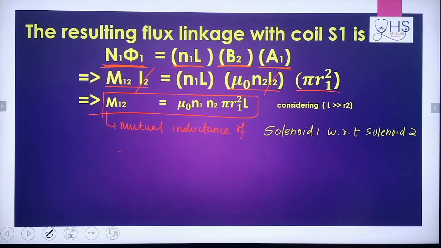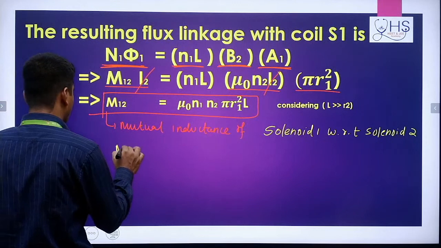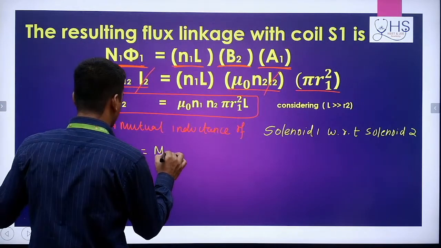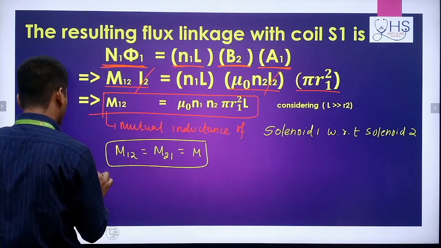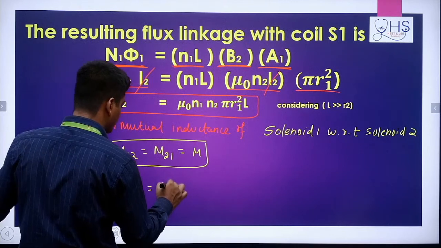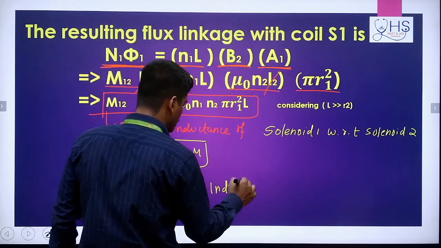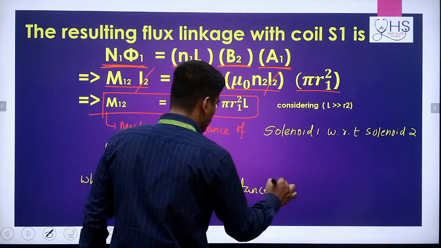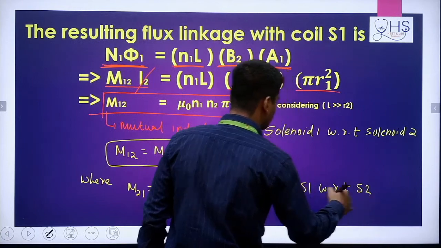Okay. So in the same way we can derive that, and we can solve. So now M12 is equal to M21, that is equal to capital M. So like this we can show, and here you can write M21 is nothing but the same thing, mutual inductance of solenoid 1 with respect to solenoid 2. S1, S2 I am writing.